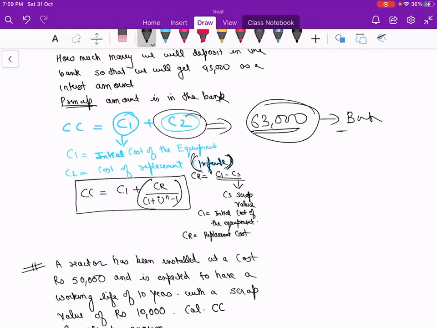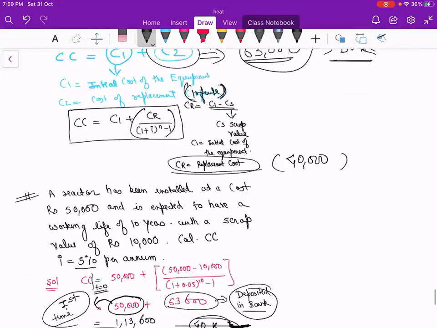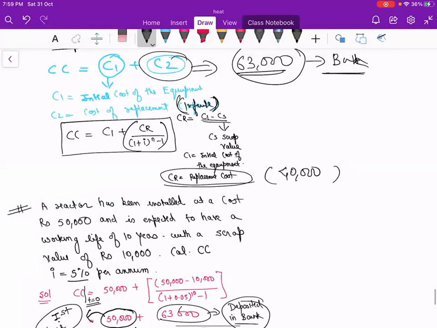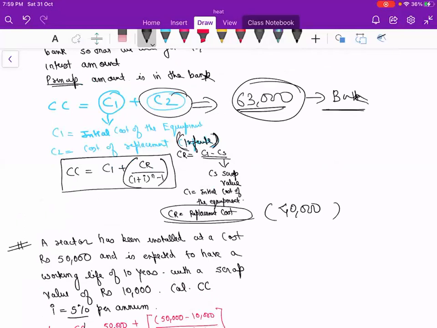In the bank I have deposited the money. And CR is the actual replacement cost, meaning how much money I want. According to this data, I want 40,000 rupees, and the value of C2 is 63,000. So CR is the replacement cost, how much money I want, and C2 is the cost of replacement infinite, which I have deposited in the bank for the replacement.